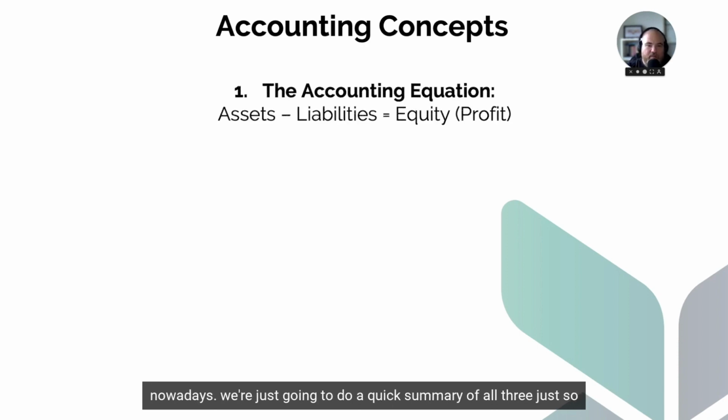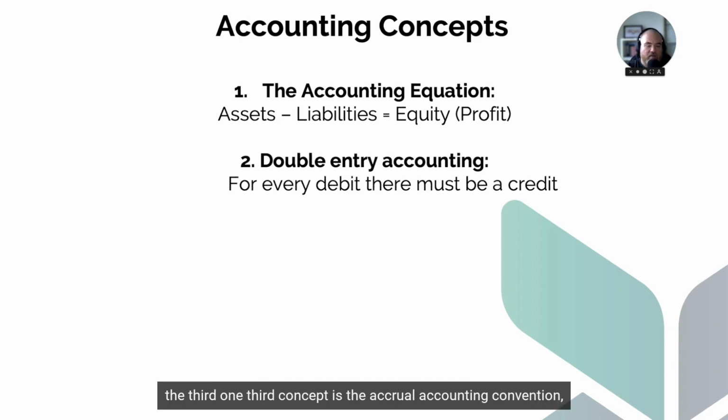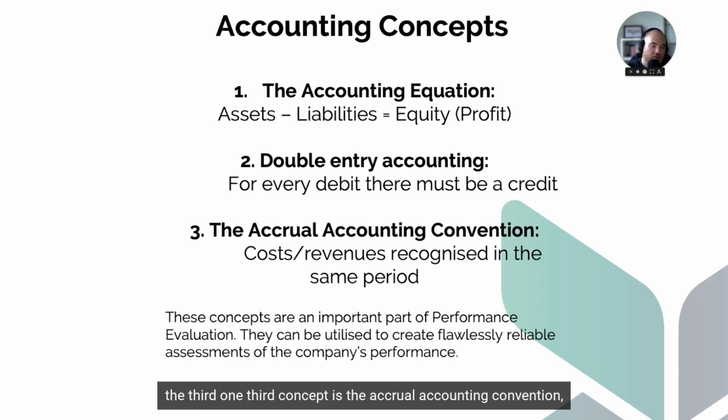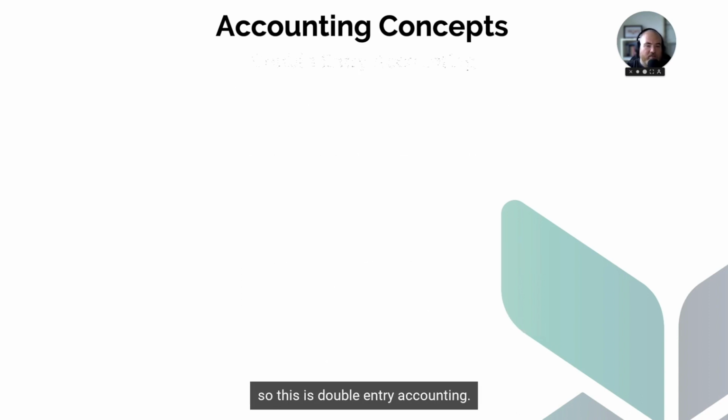So we're just going to do a quick summary of all three, just so you refresh your memory a little bit. So the first one was the accounting equation. There's a separate video on that, so have a look at it if you haven't already, or if you've forgotten what it is. This one is double entry accounting, which we're going to cover now, and the third concept is the accrual accounting convention, which dictates that costs and related revenues should be recognised in the same period. So hopefully that refreshes your memory. Like I say, we're doing separate videos on each one. So this is double entry accounting.